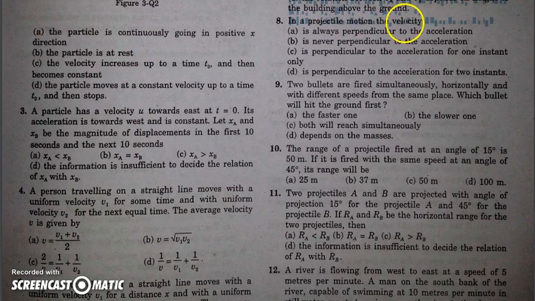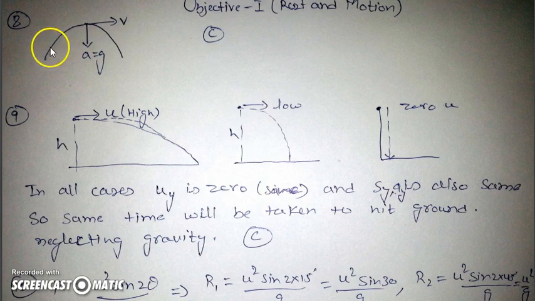In a projectile motion, the velocity is perpendicular to acceleration for only one instant, when it is at the top and the y direction velocity is 0. So in this projectile, velocity and acceleration are perpendicular only at this point.